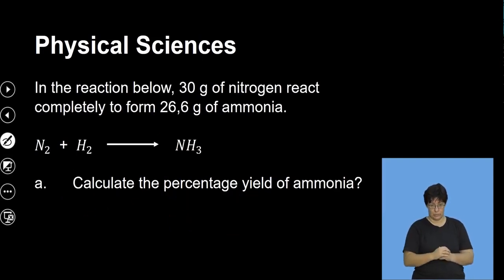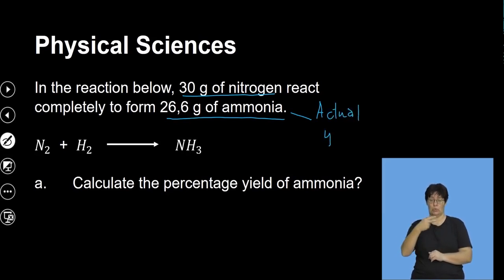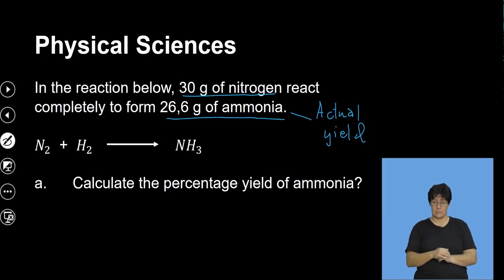Now we've got another typical example, which says in the reaction below, this is the one for formation of ammonia, which somehow looks very familiar to us. In the first segment, we managed to do the balancing act using the simulation. We're told that there's 30 grams of nitrogen which react completely to form that amount of ammonia. So this 26,6 is the actual yield. That's what was obtained in practice, and it was obtained from 30 grams of nitrogen. So we want to calculate the percentage yield of ammonia in this case.